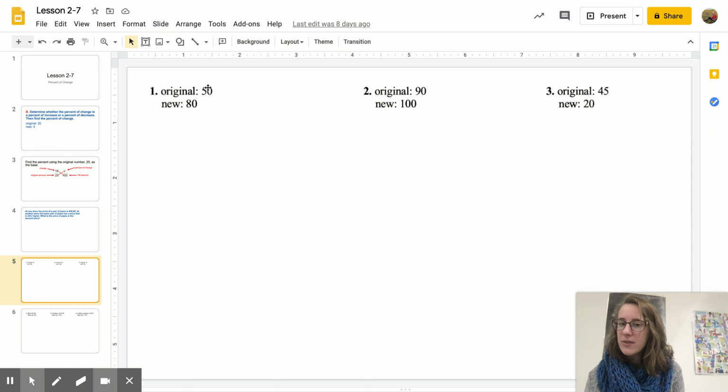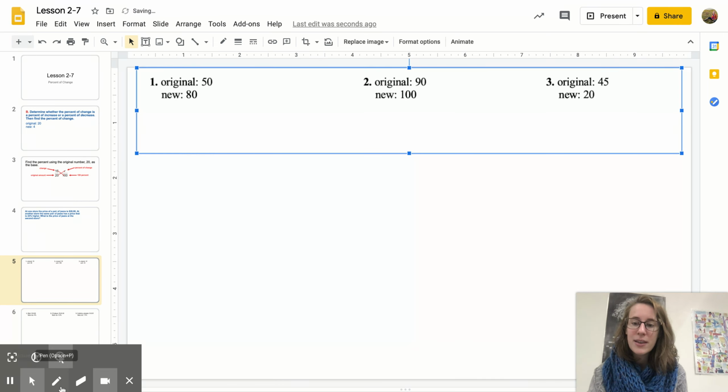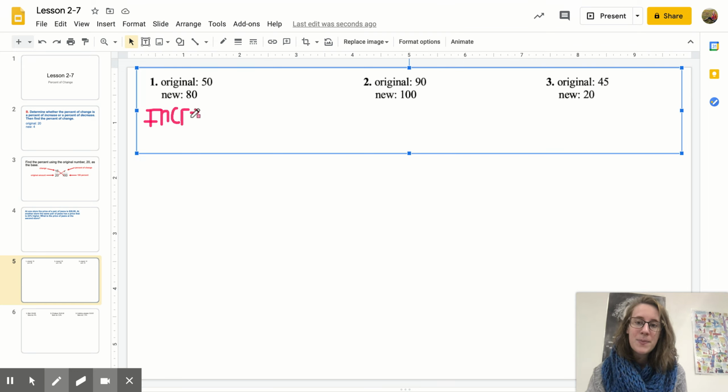But so our original was 50, our new is 80. It wants us to state whether there's a percentage change increase or decrease. From 50 to 80, it is an increase. So the first thing we're going to do is write that it is an increase. Then I want to know my percent of change. I don't know what it is yet. So I know that I'm going to have P over 100. I don't know my percent. I usually put P as my unknown variable if it's percent.